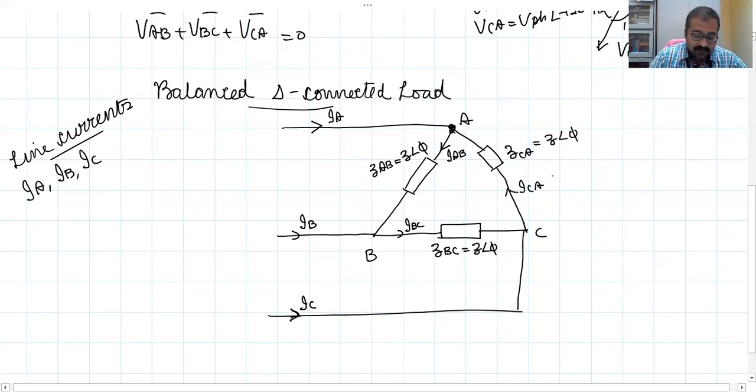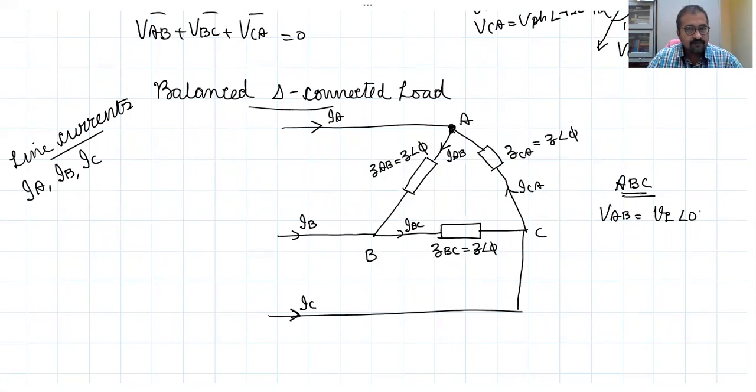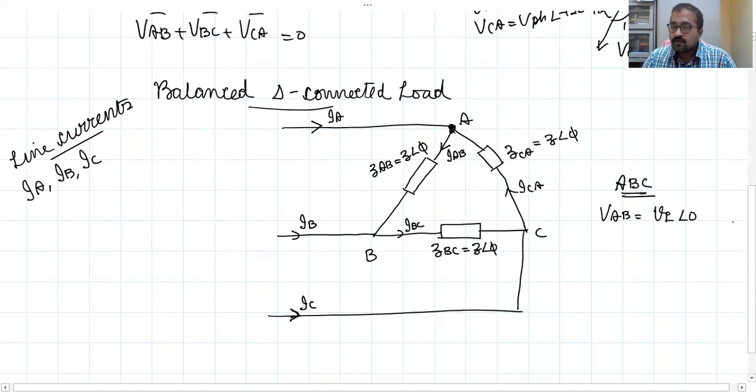Now let us assume an ABC phase sequence here. So what will be VAB? VAB will be VL angle 0. Keep in mind, in a delta, V line is the same as VPH in magnitude. Line voltage and phase voltage are equal in magnitude in a delta connection, so whether I write VPH angle 0 or VL angle 0 does not change things. It is one and the same. And VBC is VL angle minus 120, and VCA is VL angle minus 240.